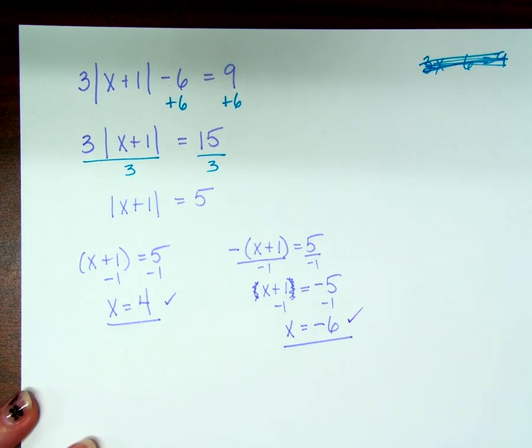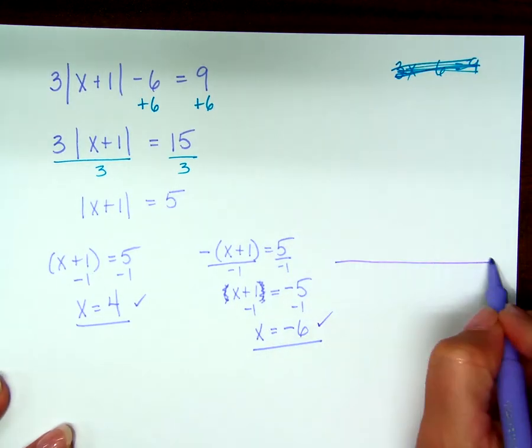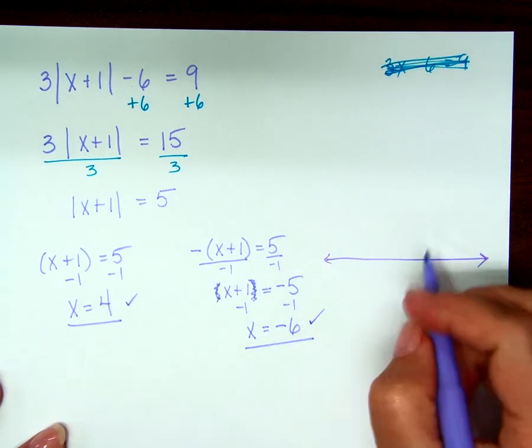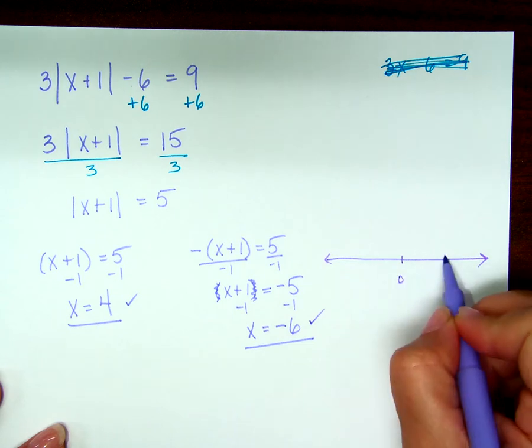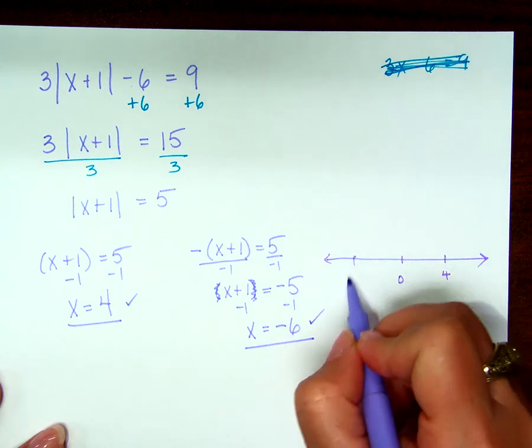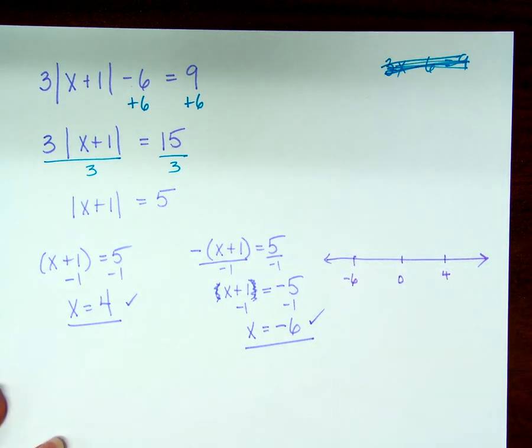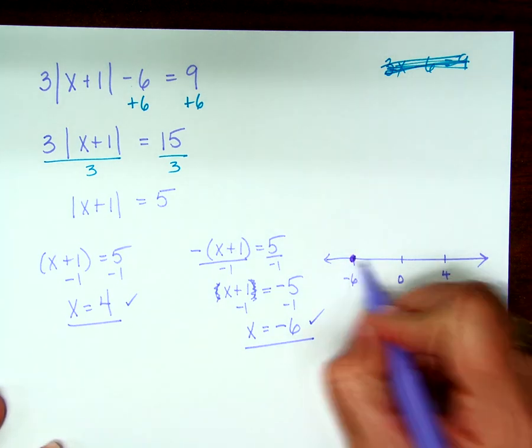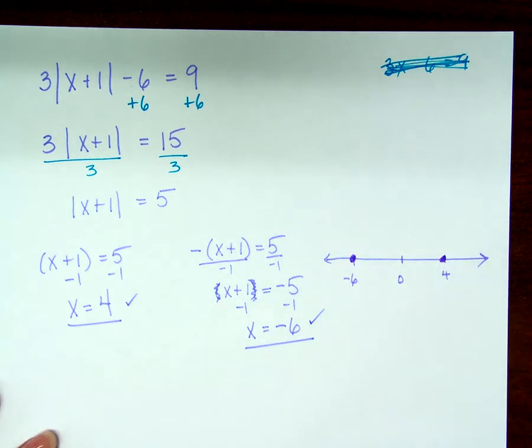And now, graph it. 0, 4, negative 6. I could have put my negative 6 a little further away. Sorry. You'll do better though, right? Good job. Negative 6, positive 4. Any questions? All right, let me show you one more.